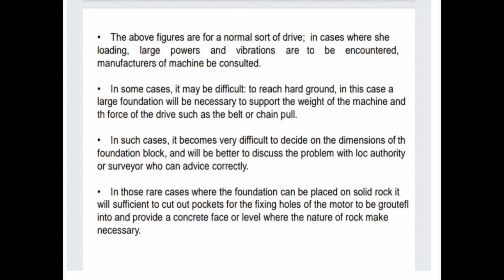In some cases, it may be difficult to reach hard ground. In this case, a large foundation will be necessary to support the weight of the machine and the force of the drive, such as the belt or chain pull. In such a case, it becomes very difficult to decide on the dimensions of the foundation block, and it will be better to discuss the problem with the local authority or surveyor who can advise correctly.